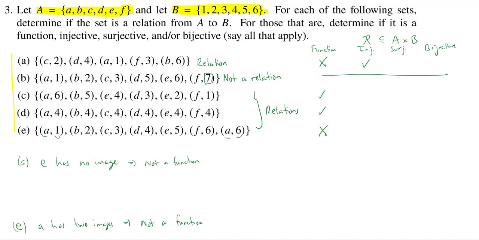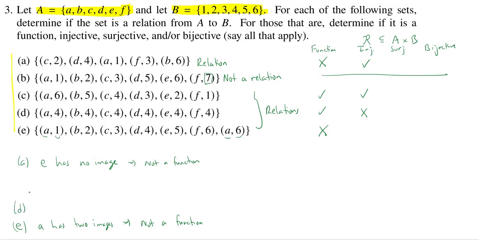Well, let's see. 6, 5, 4, 3, 2, 1. Yeah, nothing showed up a second time. So this is injective. All right, how about this one? 4, 4. Well, they're all 4. 4 shows up every single time. This is like the antithesis of injective. This is as worst as it could possibly be. So not injective for D.